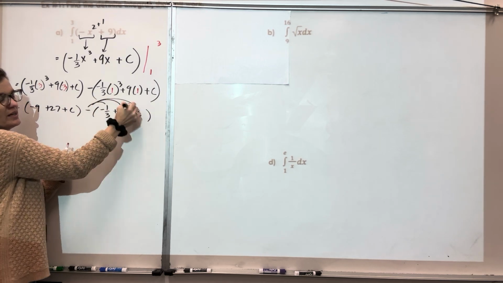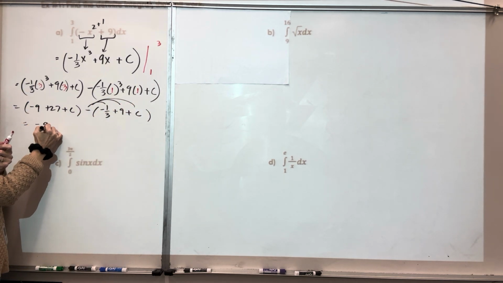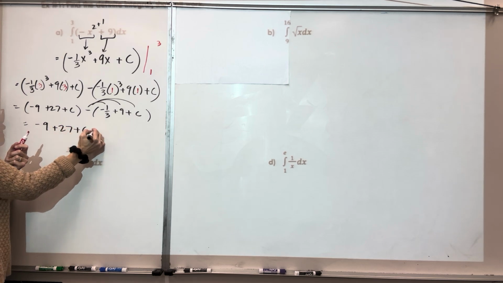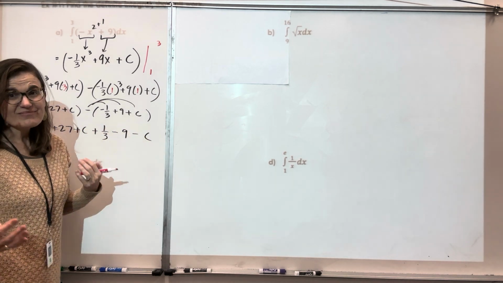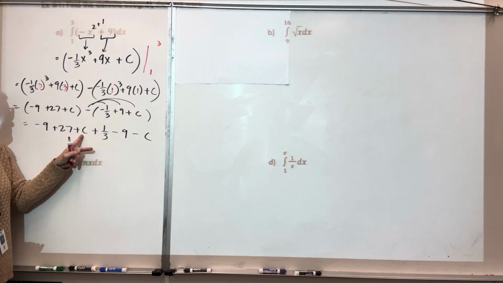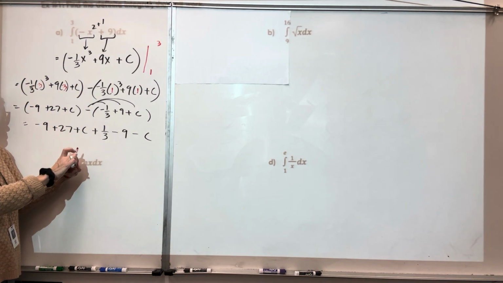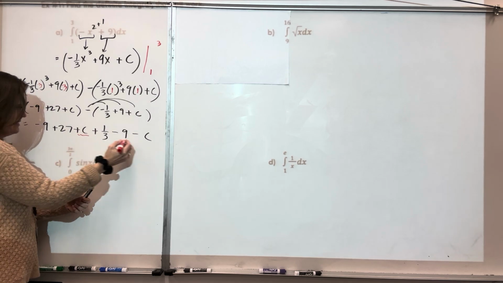And now I'll go ahead and distribute that negative. So I'm left with a negative 9 plus 27 plus c plus 1/3 minus 9 minus c. And so what we want to notice here is that every time if you have a definite integral, notice you have a positive c and a negative c.